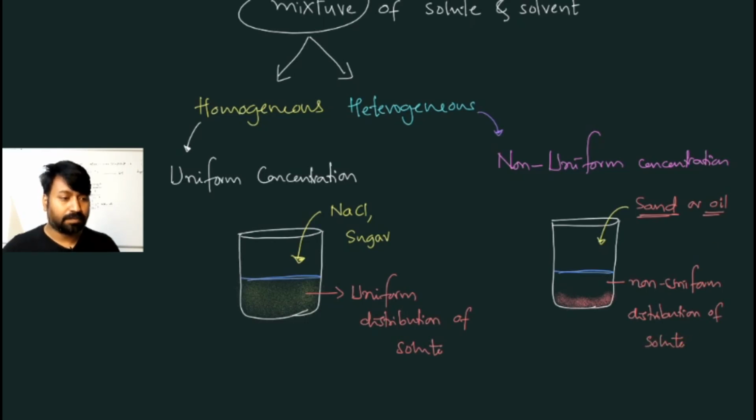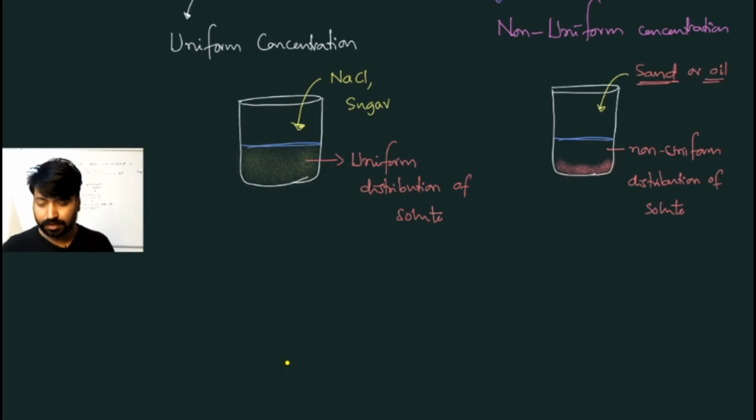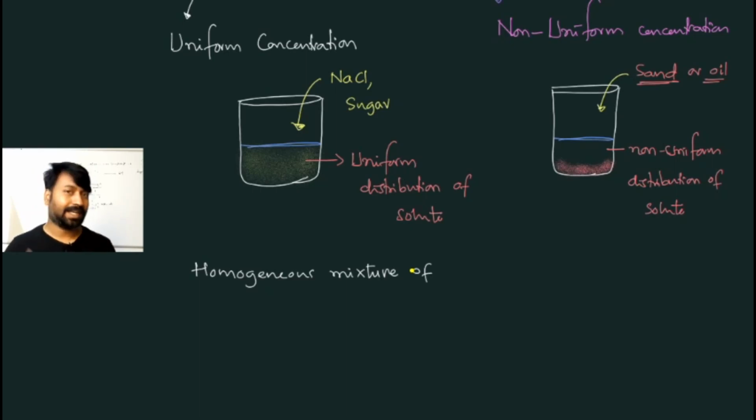Okay, and therefore we can provide the definition for the solution. The solution is nothing but a homogeneous mixture, because uniform concentration is required. A homogeneous mixture of solute and solvent, you can write. But what I suggest is that our definition should be more generalized, and therefore it is a homogeneous mixture of two or more components. And that is known as the solution.